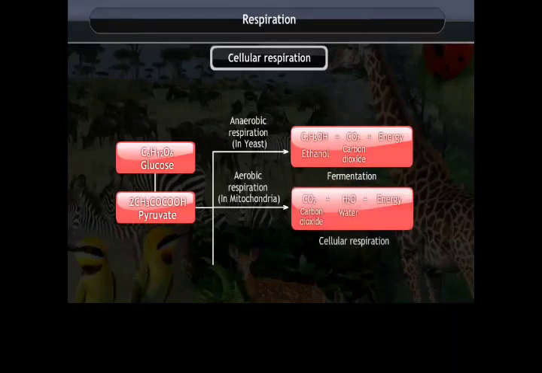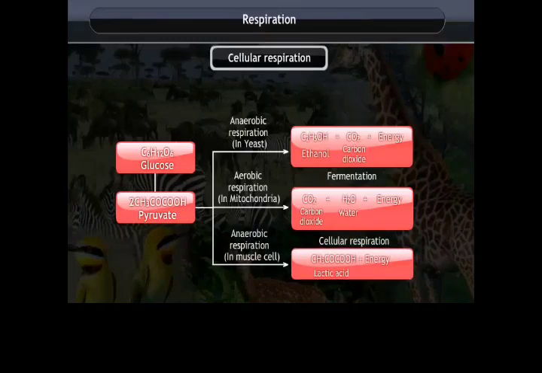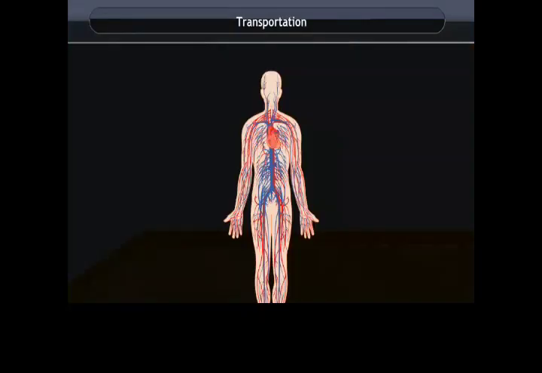In aerobic respiration, further breakdown of the pyruvate occurs in the mitochondria and gives rise to carbon dioxide, water, and energy. Sometimes there is a lack of oxygen in the muscle cell. Pyruvate may be converted into ethanol and carbon dioxide.